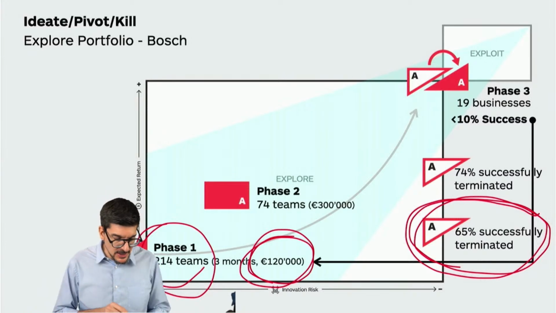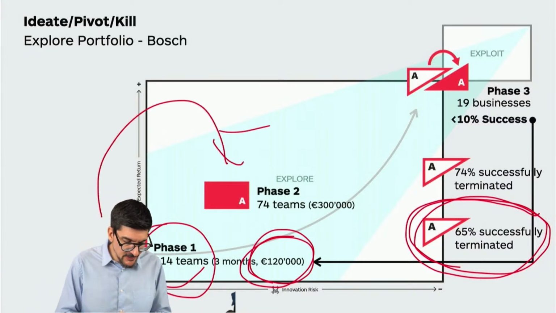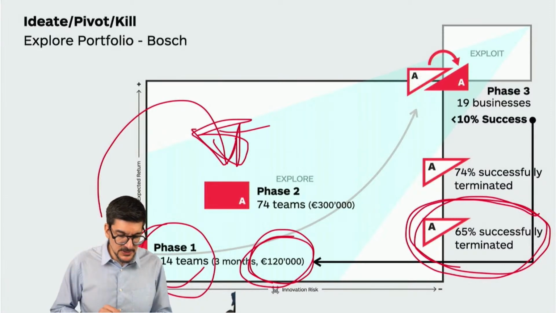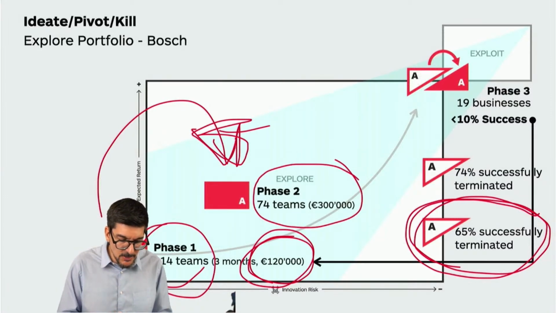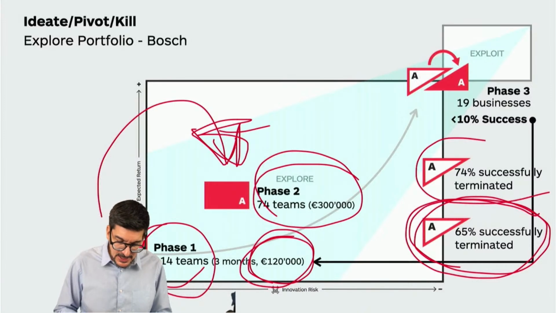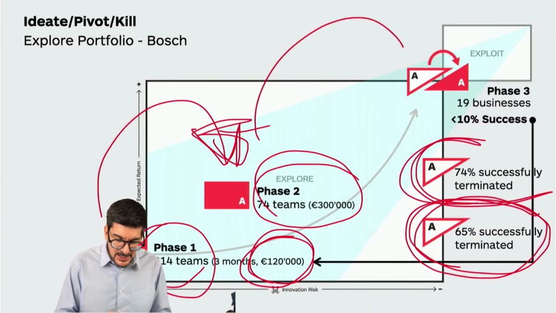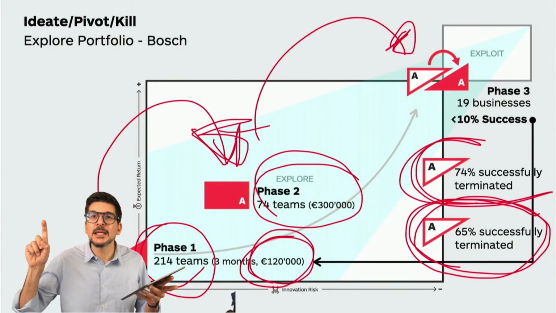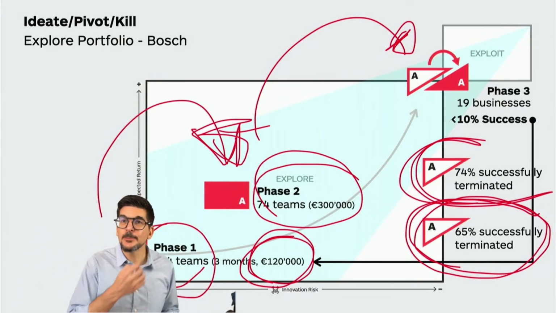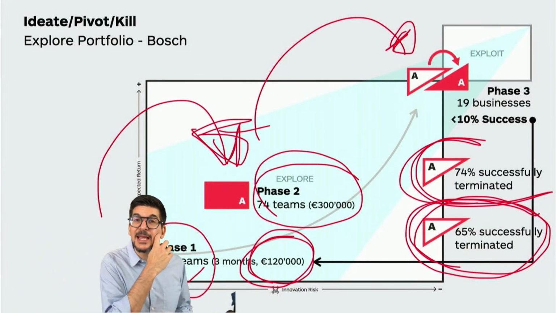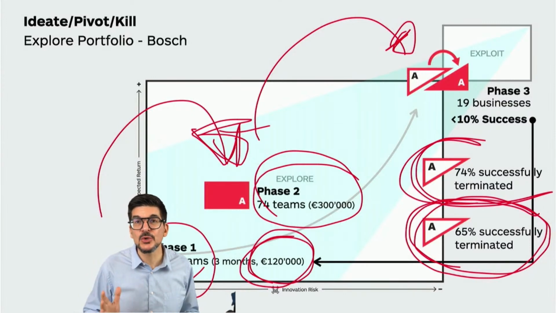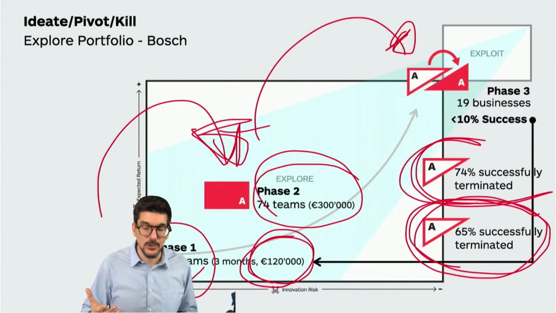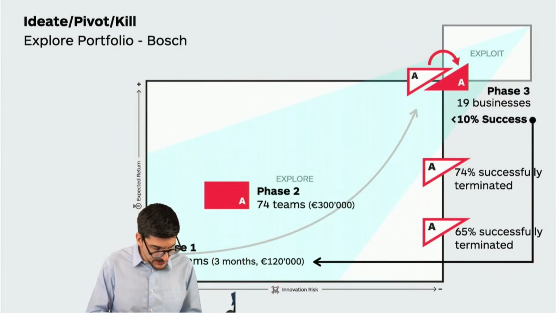That's okay. Then they went to 74 teams. So this is over 3 years. Again, they give them a little bit more money to experiment. Again, they kill a lot of the ideas, and they only, in quotes, bring 19% really to the market. And that's a perfect ratio. That's okay. Because in the startup world, it's exactly the same thing. Not every idea is a winner. And that's how it works in the real world.